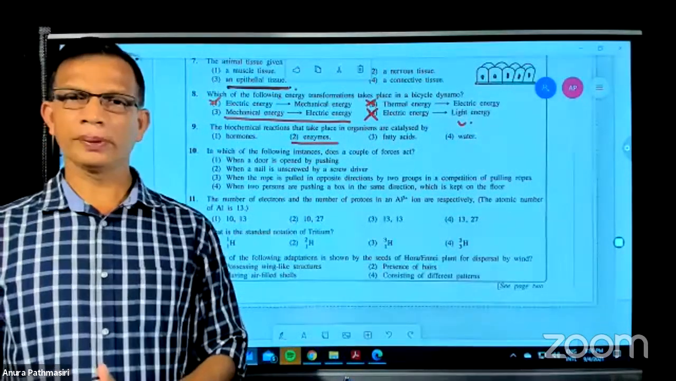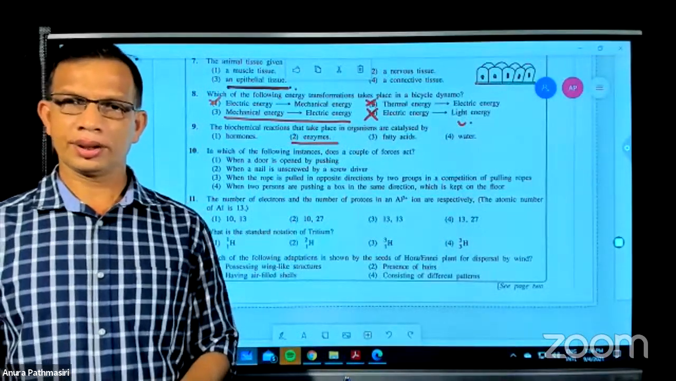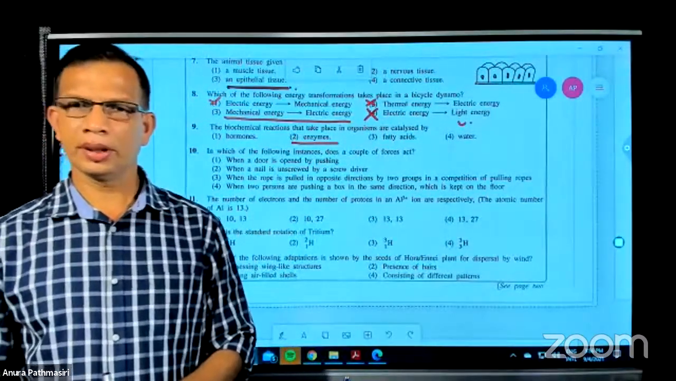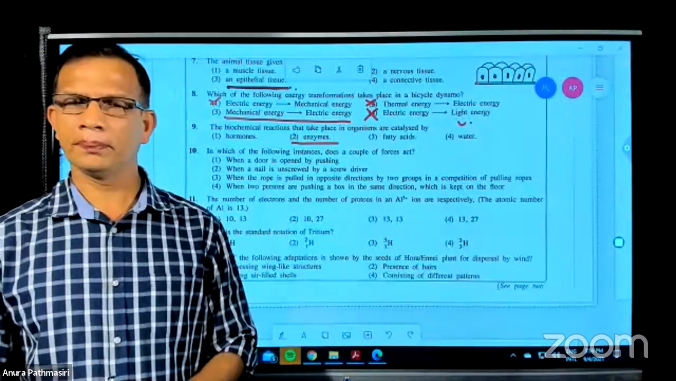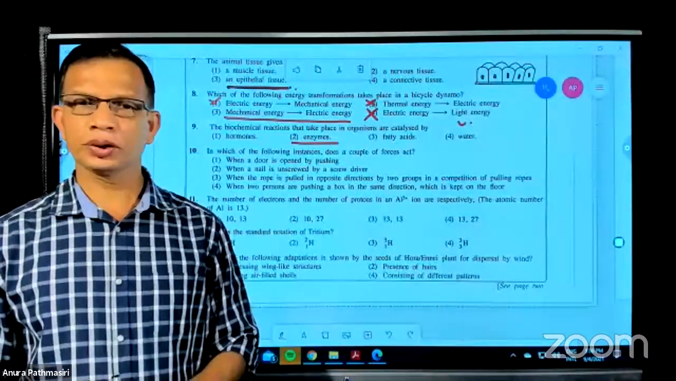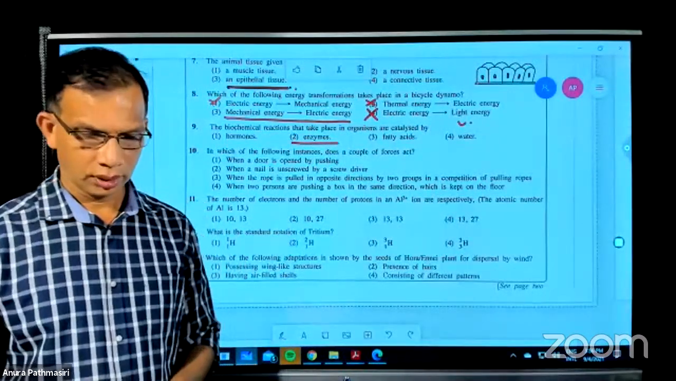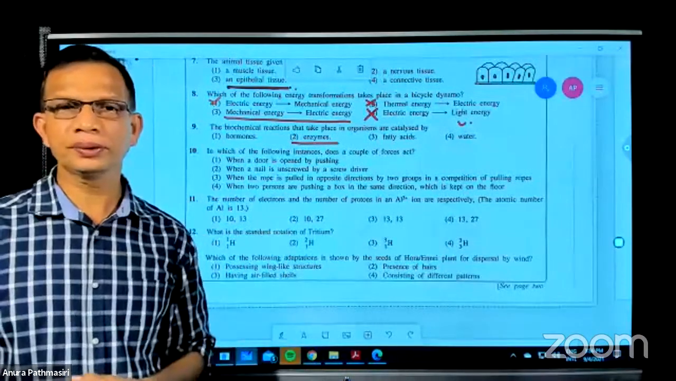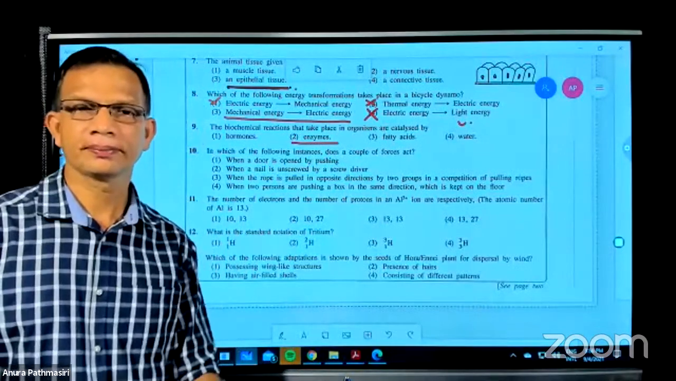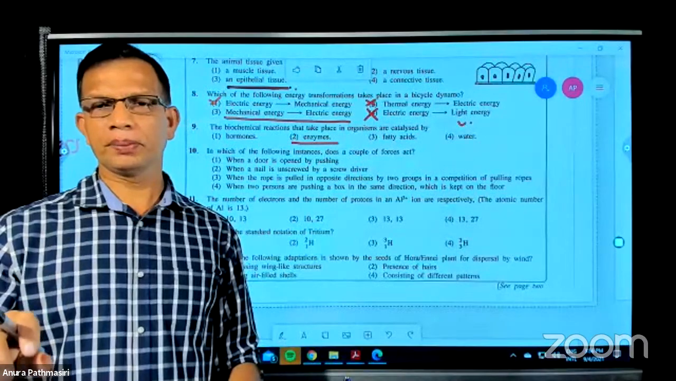When a door is opened by pushing, when a nail is unscrewed by a screwdriver, when the rope is pulled in opposite directions by two groups in a competition of pulling drops, when two persons are pushing a box in the same direction, which is kept on the floor. So what is your answer for that? Waiting for your answer. The answer is? Second. Yeah, when a nail is unscrewed by a screwdriver.